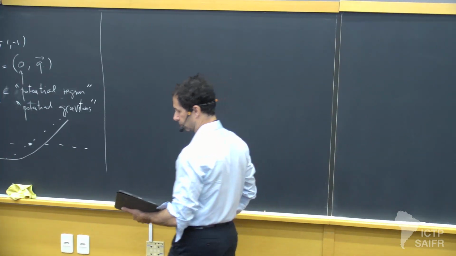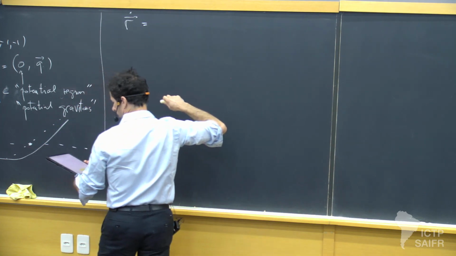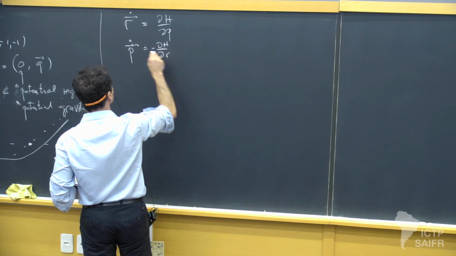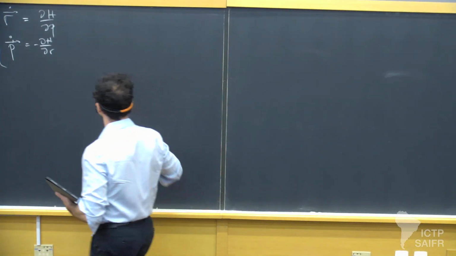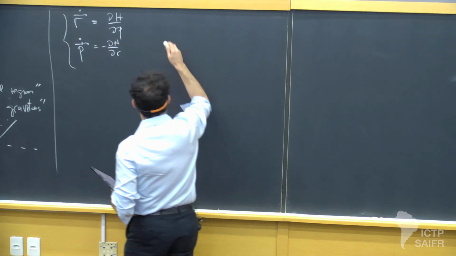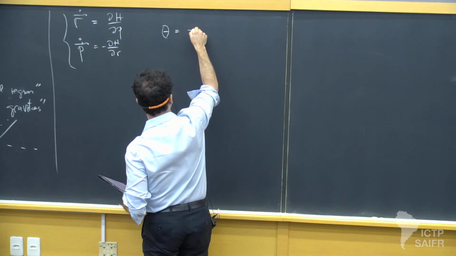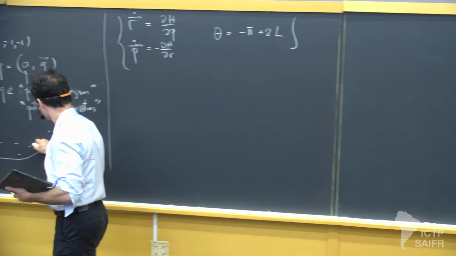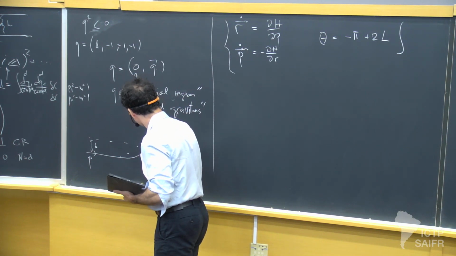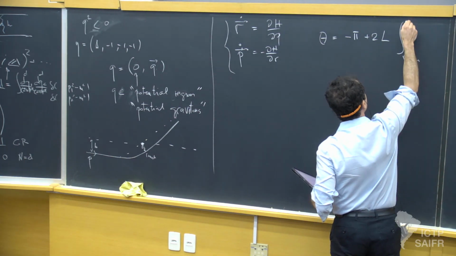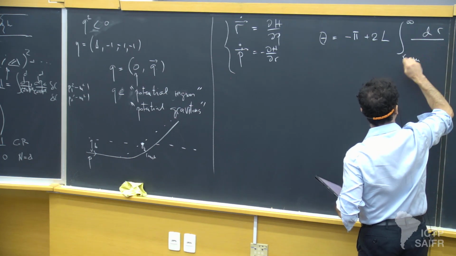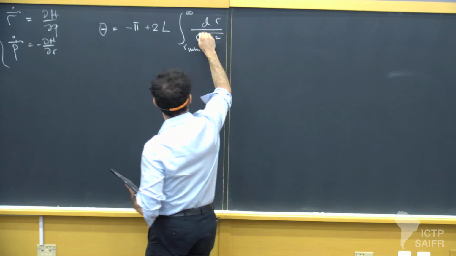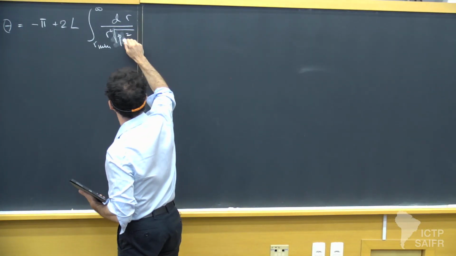So you can go through solving Hamilton's equations and find an angle. There is a standard formula for the angle, which I'm sure you are familiar with from Newtonian mechanics. And it looks like, in some conventions, minus pi plus twice the orbital angular momentum and an integral from r min. This distance here is r min. So integral from r min to infinity of dr divided by r times square root of p_r squared, otherwise known as p_r. So this is in Newtonian mechanics.